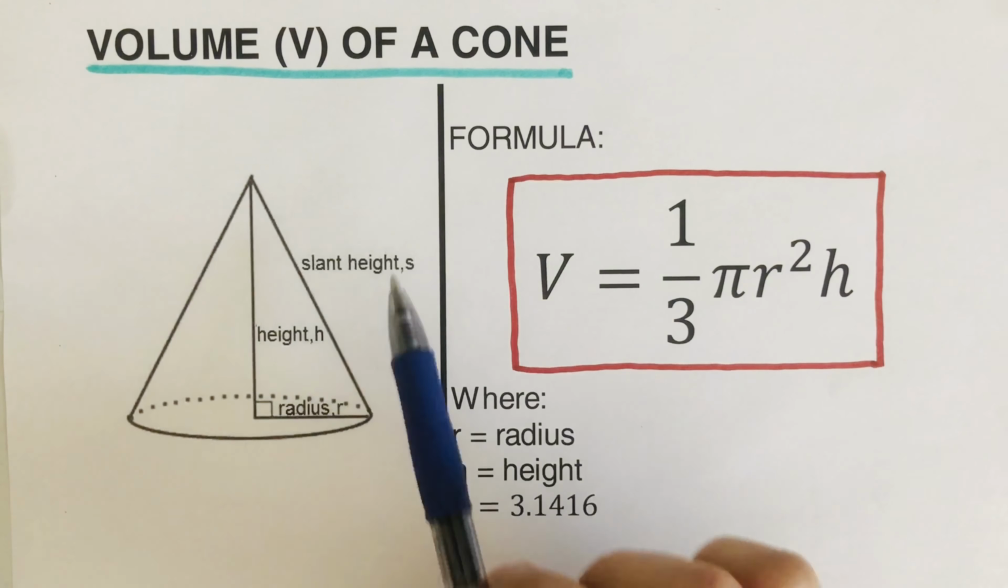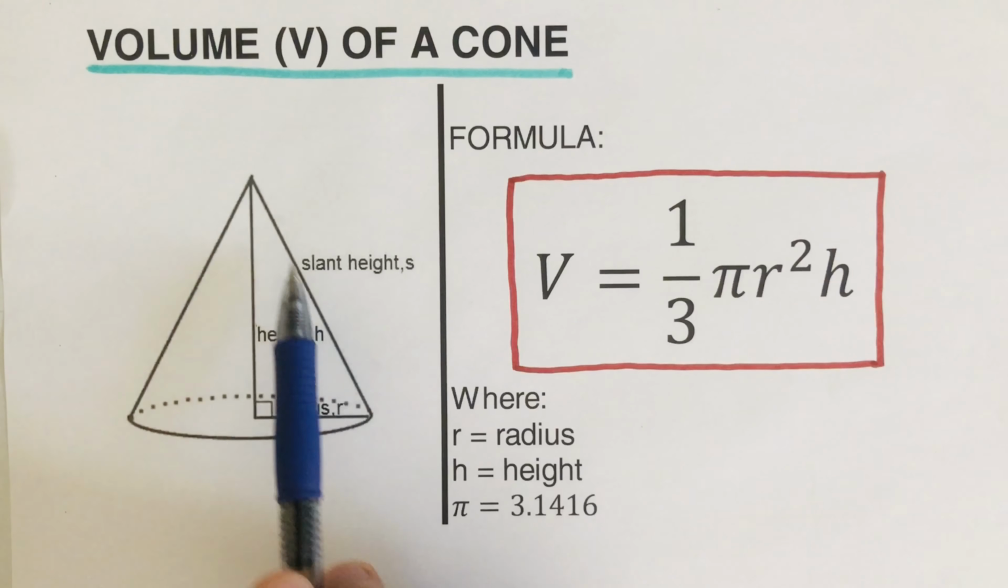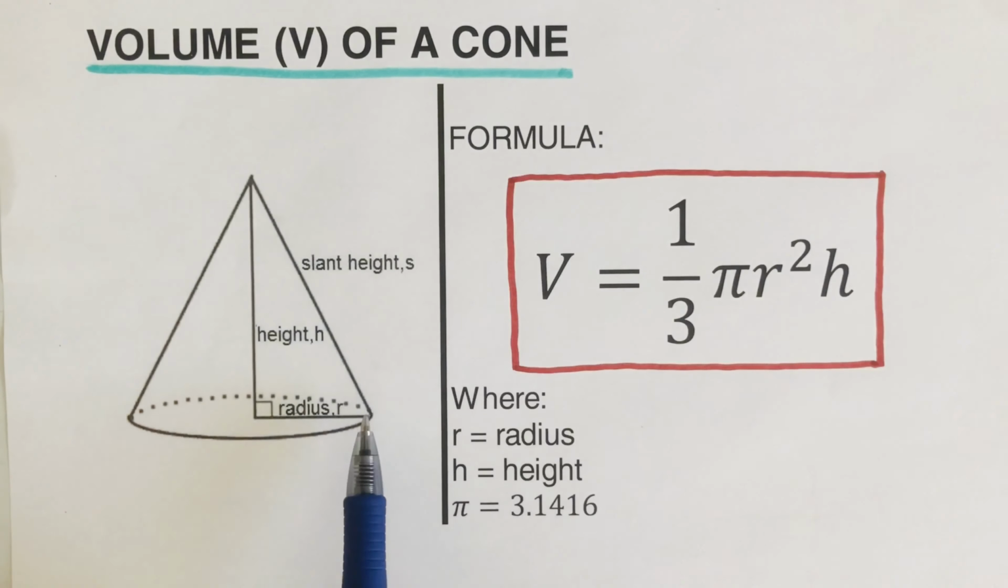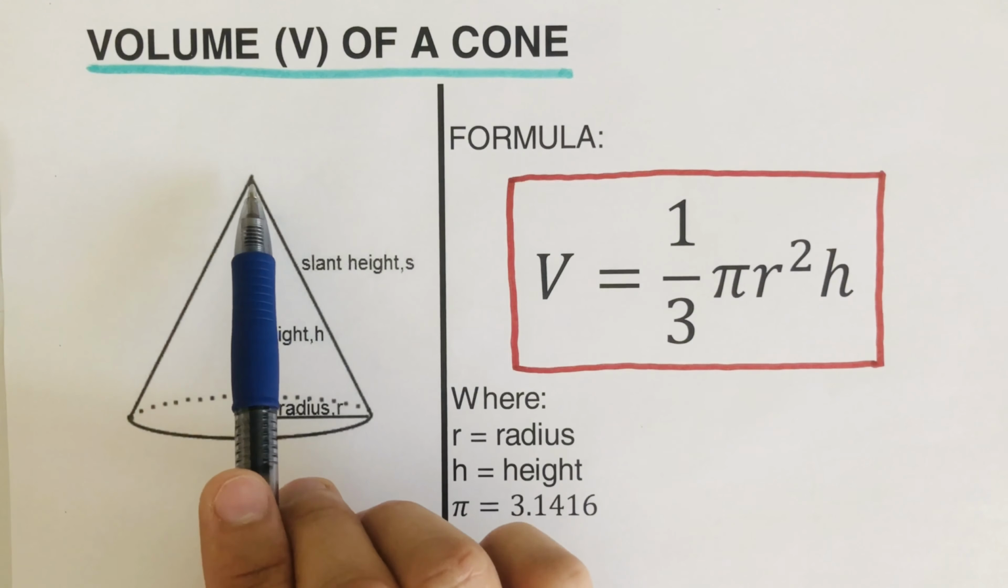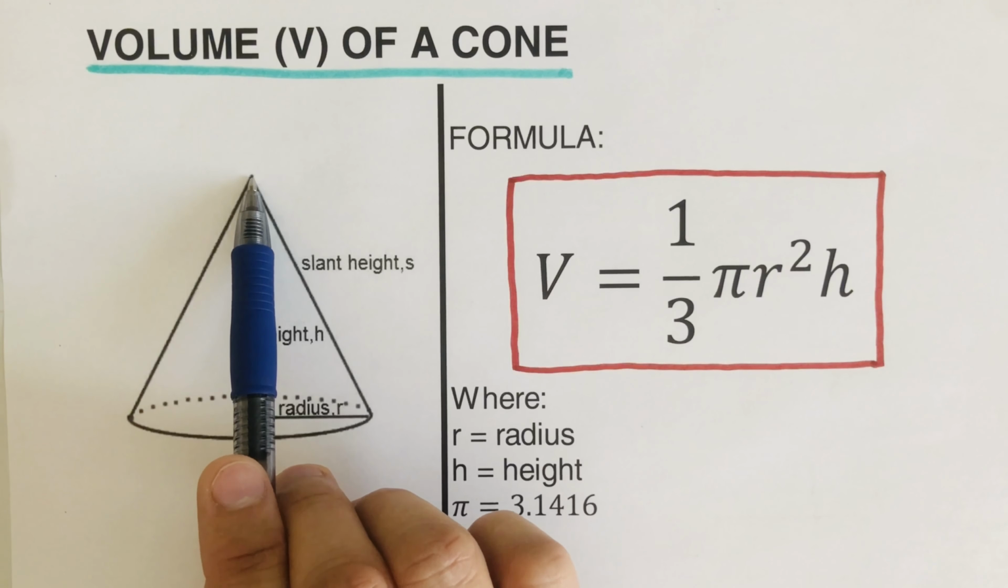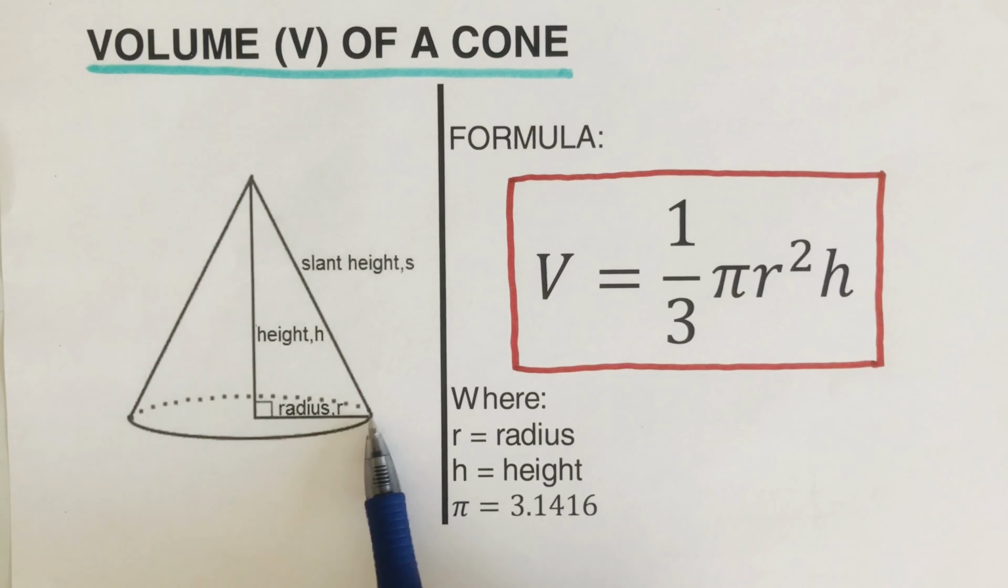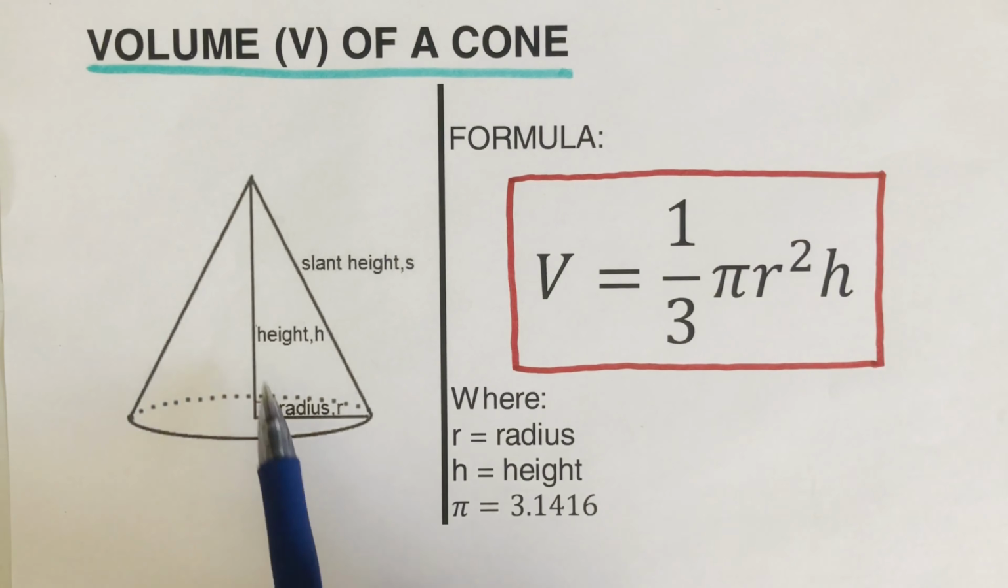So again, there are two heights that we have here. The other one is the slant height. That's the height of the wall. But the height we use comes from the tip of the cone all the way to the center of the circular base, and the radius starts from the center all the way to the side of the circular base. The radius and the height are perpendicular to each other, which means they form a 90-degree angle. And this little square here is telling us that it's 90 degrees.